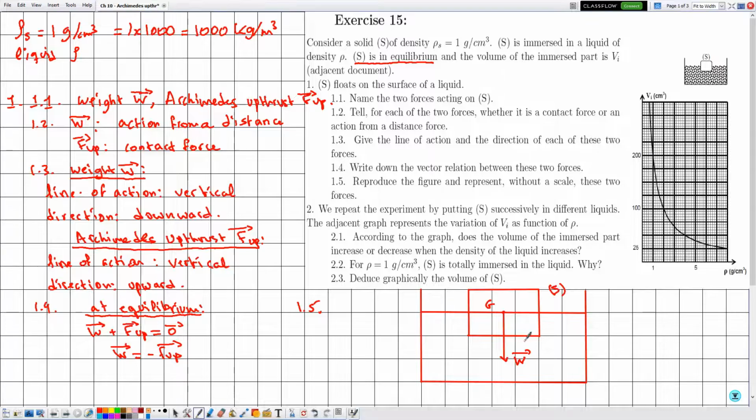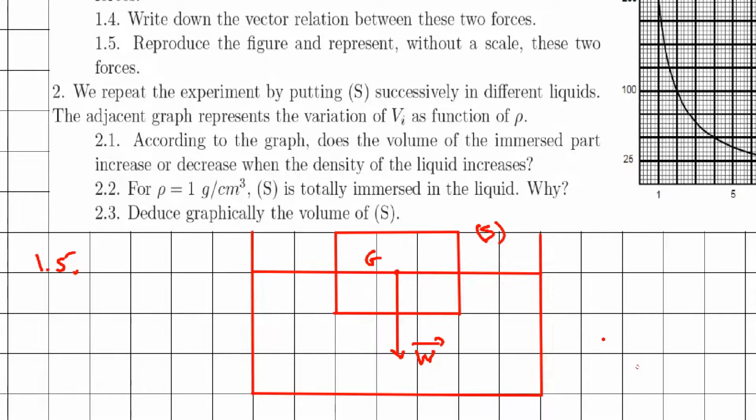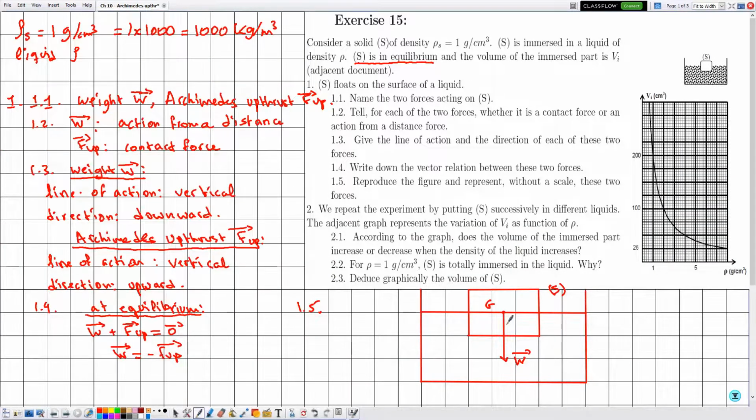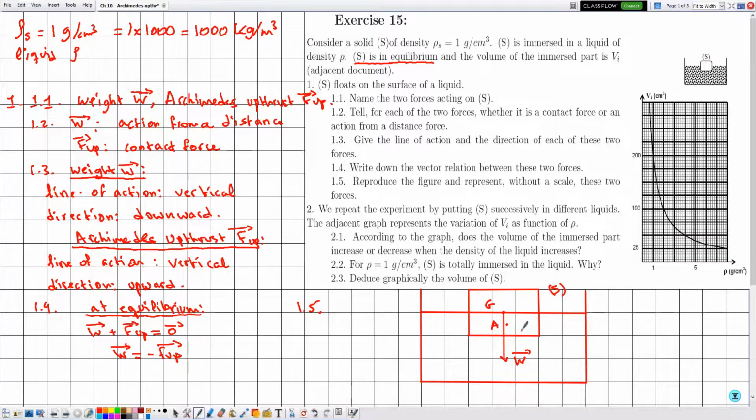And now let's represent the other force, which is given by F upthrust. So in order to represent the other force F upthrust, we need first to determine or locate the point of application of the force. And the point of application is given by the center of gravity of the immersed part. So this is the immersed part, and its center of gravity will be the point here. So let's name this point A. I have moved the point A a bit to the right in order for the drawing to be clear.